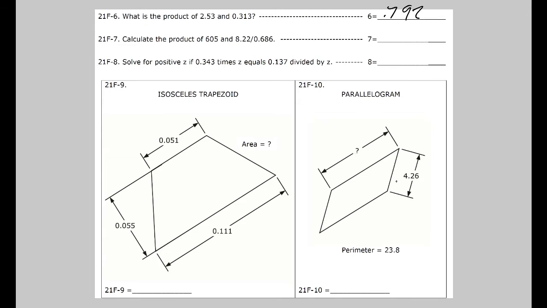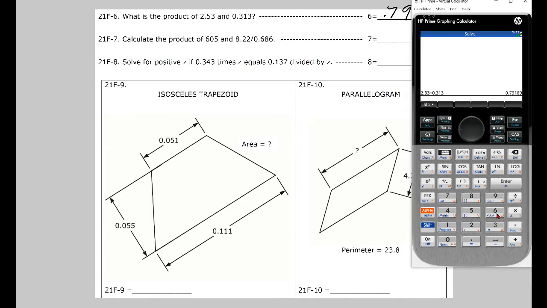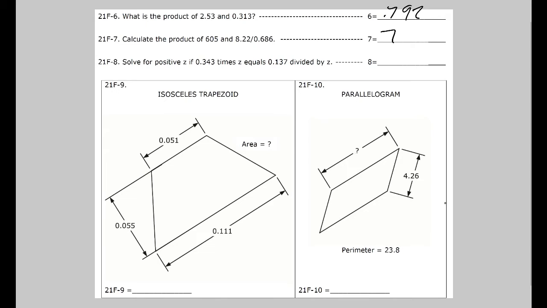Calculate the product of 605 and 8.22 divided by 0.686. So again, just jump to the calculator and do 605 times, and open up a parentheses, 8.22 divided by 0.686. And that looks exactly like what they're talking about up here. So just hit enter, and your answer should be 7,250. So your answer is 7,250.